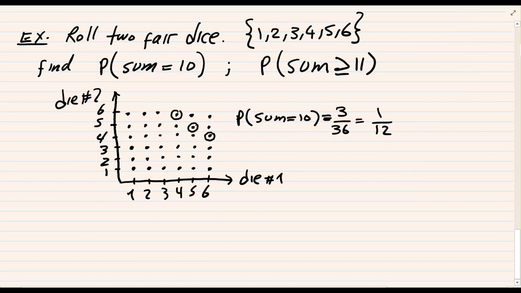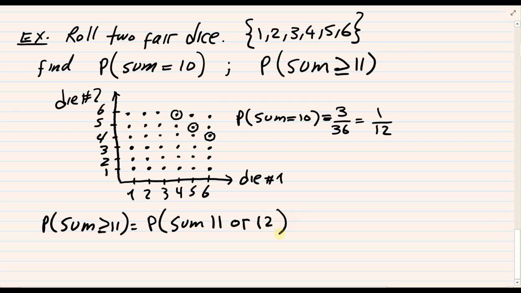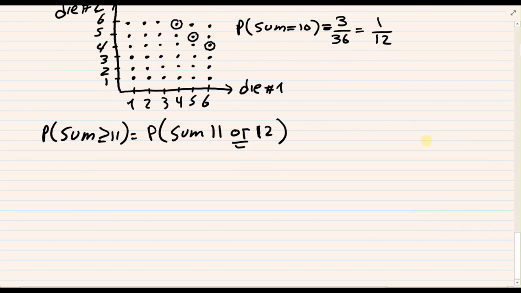Now, the probability that the sum is greater than or equal to 11. So that means the probability that the sum is 11 or greater than 11. 12 is a possibility, but no 13, right? Because we only have 6 and 6 maximum on either die. On each die, we have a maximum of 6 for the digits. So there you go. Here's the presence of or. Now, when you roll, the sum is 11, it cannot be 12, and vice versa. Right? If you roll a sum of 12, it cannot be 11. So these are disjoint events. Each of these are disjoint.